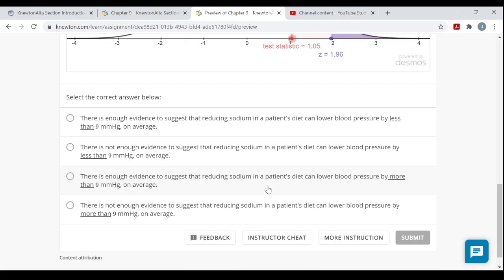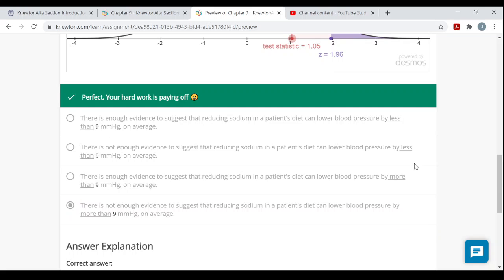Now the alternative hypothesis was that it's more than 9. So I'm looking at these options that say more than 9. Is there enough evidence to suggest that reducing sodium can lower blood pressure by more than 9? No. Because if we're not rejecting the null, we're not accepting the alternative, and this is accepting the alternative, so there's not enough evidence to accept the alternative. That's this fourth option. If you don't reject the null, you're accepting it, and if you're accepting the null, then you're not accepting the alternative. I hope that makes sense. And if you reject the null, that means you're accepting the alternative.